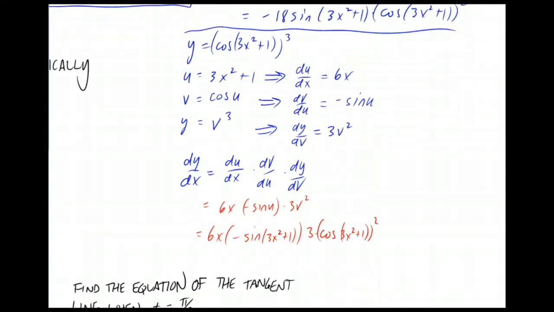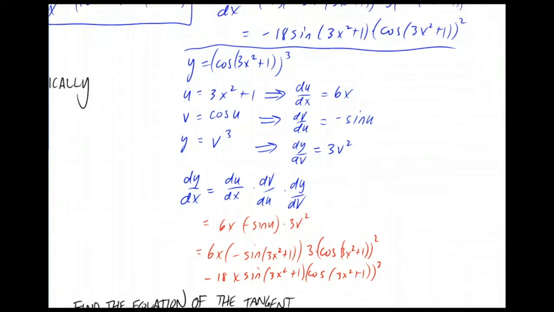Simplifying, it would be negative 18x sine of 3x squared plus 1, cosine of 3x squared plus 1, that quantity squared, which is the same as the answer we got above.